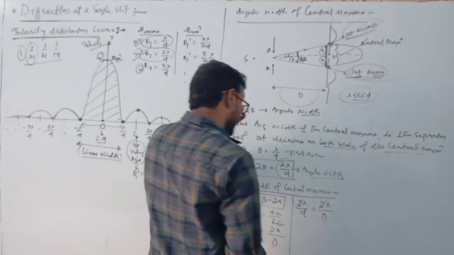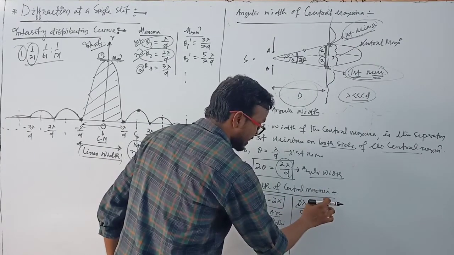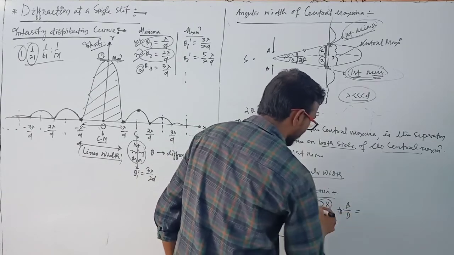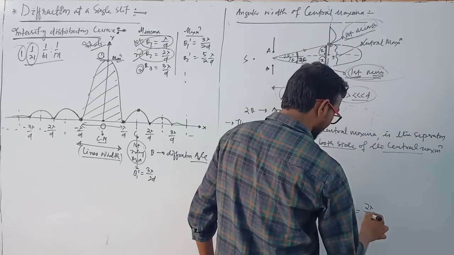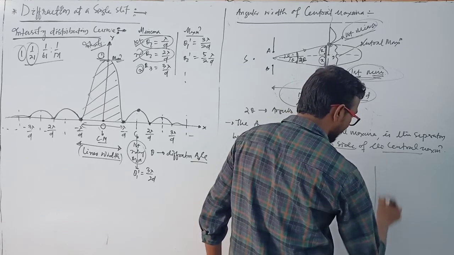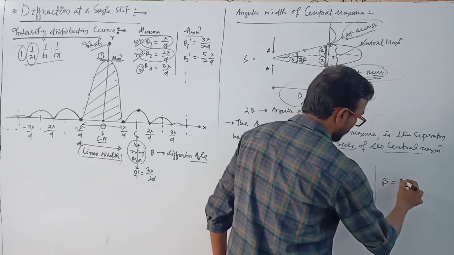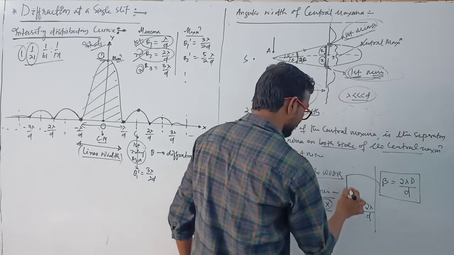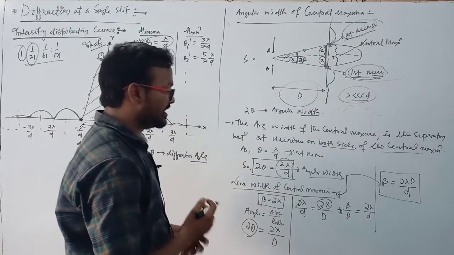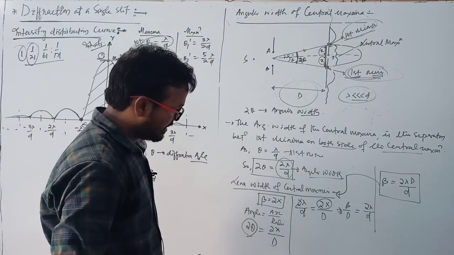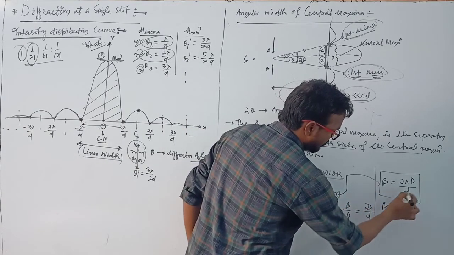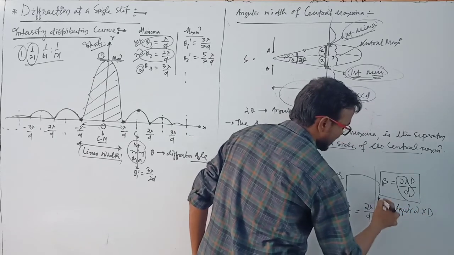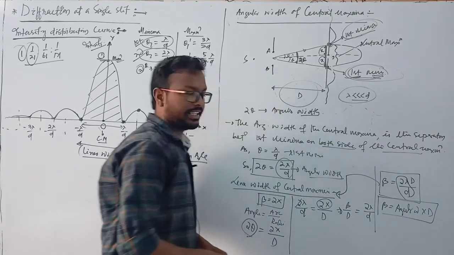We cannot cancel the 2 here, because 2x is equal to beta. We can write beta by D, and beta by D equals 2 lambda by small d, so beta equals 2 lambda D by d. Clear? And this beta is known as the linear width of central maxima. Clear? And this distance you can find also: beta equals angular width into D, which is known as linear width. Angular width into D is known as linear width.